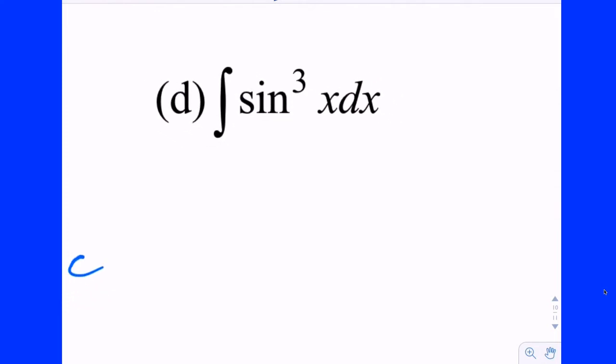Hey, sine cubed. Sine cubed. 1/4 sine to the fourth? No. Power reducing identity. Is there one for the cubes? Not that I know of. What can we do? Any ideas?